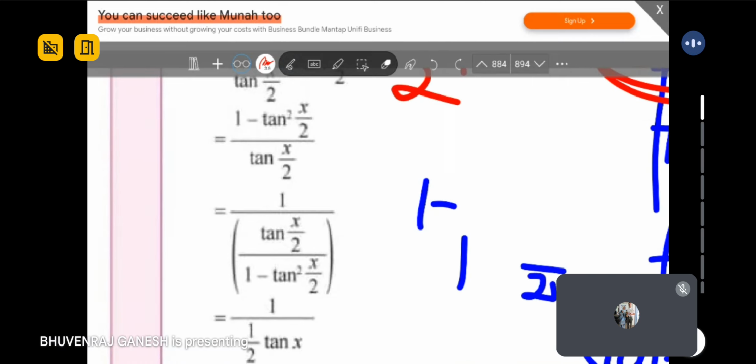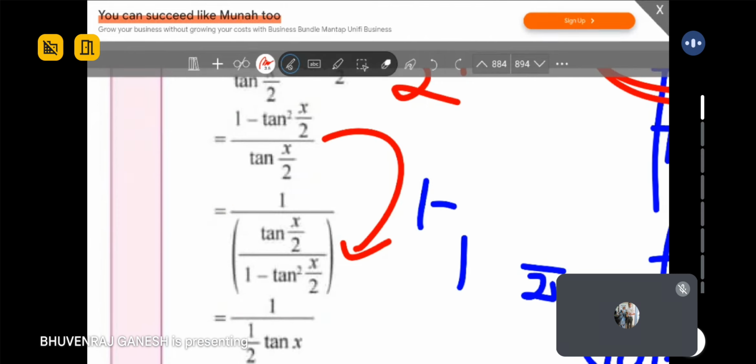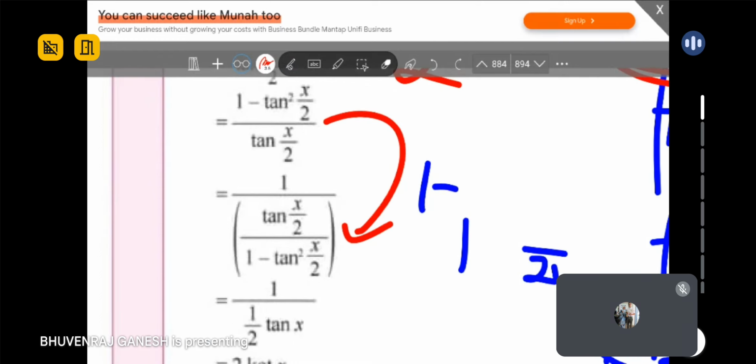So the hardest part here is this one. This step is the hardest. How do you change this into this? Many people will not think of this. Right? A lot of you won't think of that step. Okay, you just need to switch the position. Just switch the position only. Okay, because it can help you to get the format of tangent half x. Half tangent x.